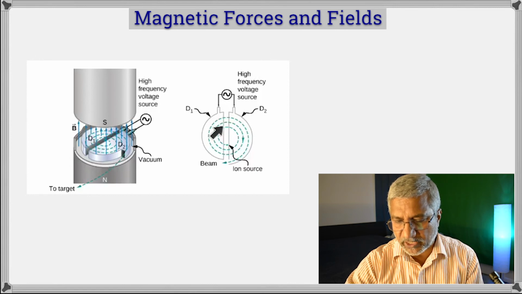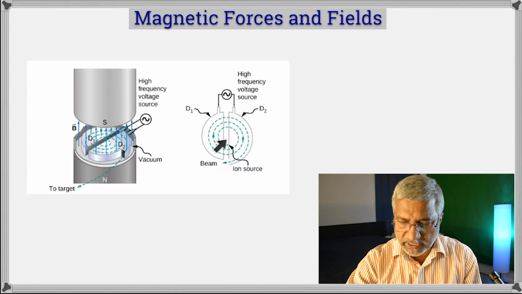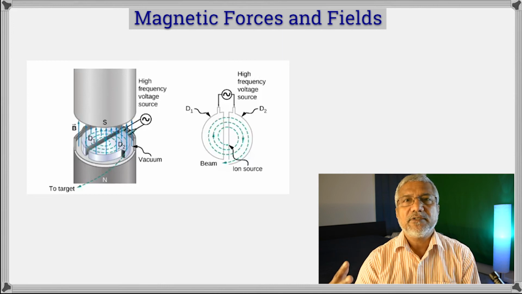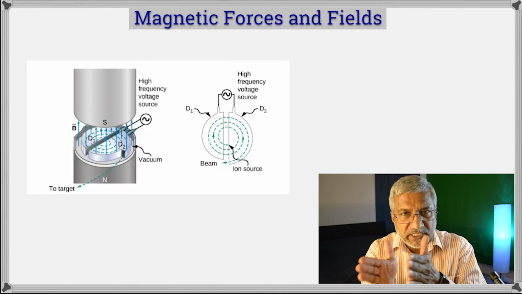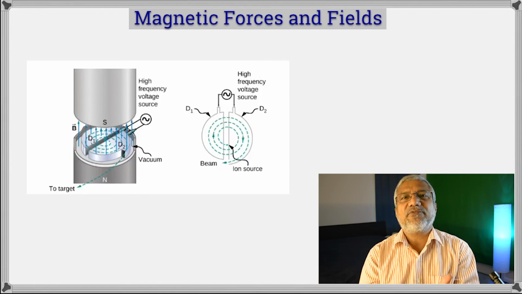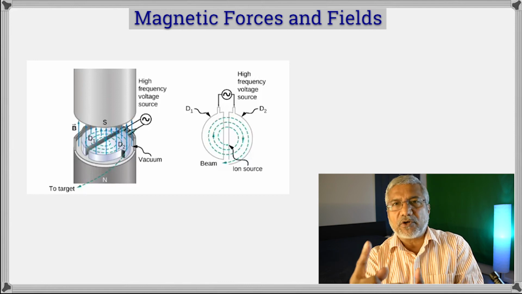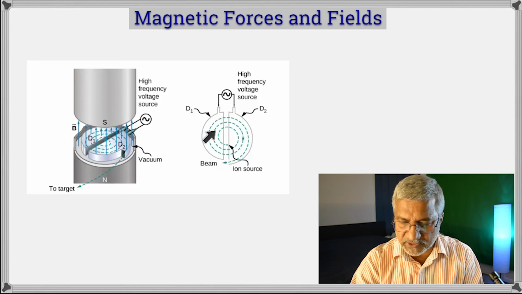Negative. D2 becomes negative. So now the particle is accelerated towards D2. And also remember, once the particle enters the D, there is no electric field inside. So the electric field is only in the gap. Don't you remember that there is no electric field inside a charged conductor? So the acceleration happens only in that space, just in that space.